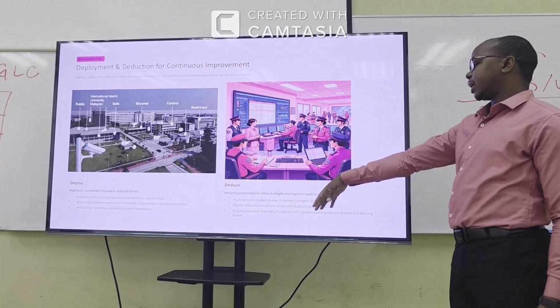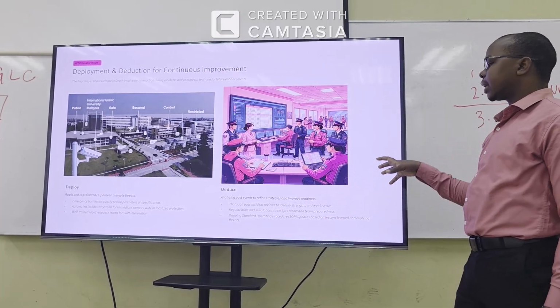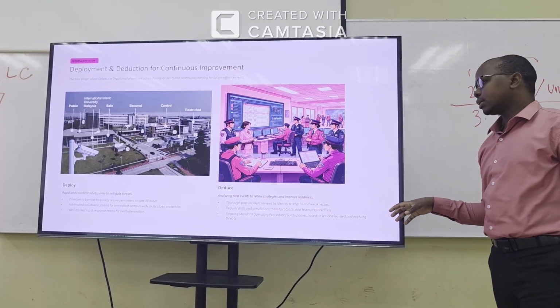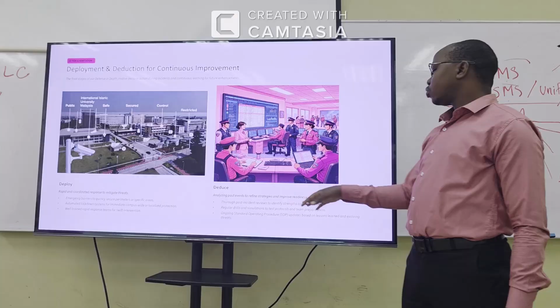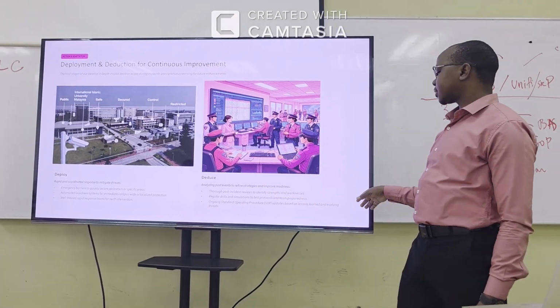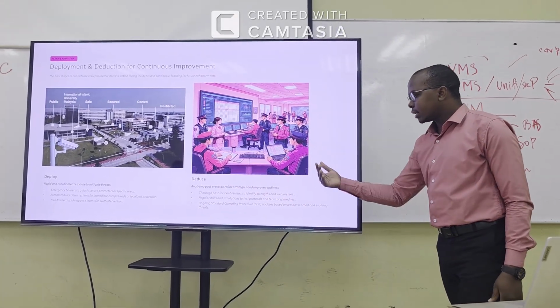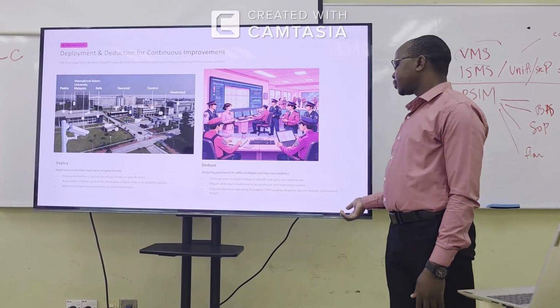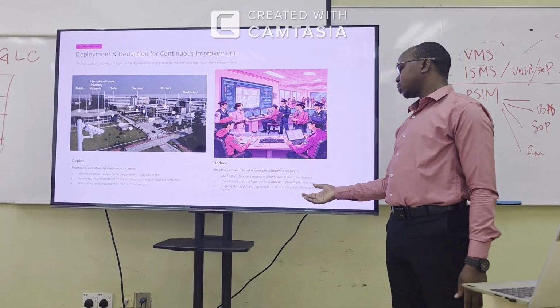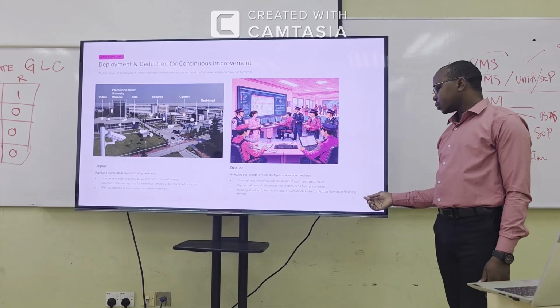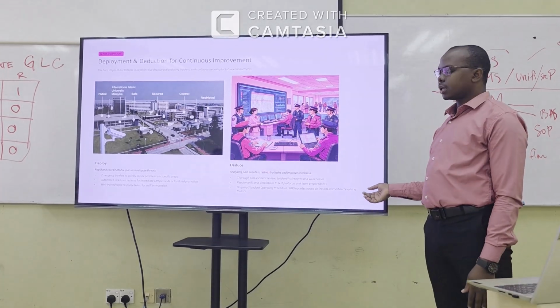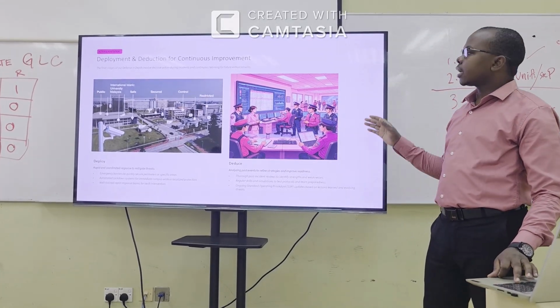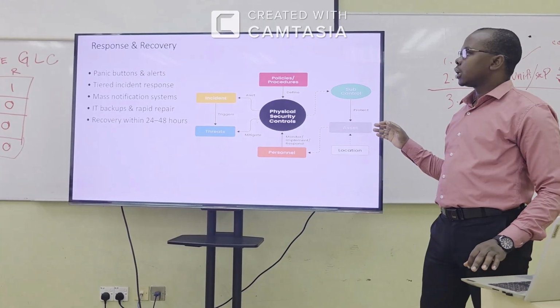We have to analyze past events to define strategies and improve readiness. This is where we are going to have post-incident reviews to identify strengths and weaknesses, regular drills and simulations to test protocols and team preparedness, then ongoing standard operating procedure, SOP, updates based on lessons learned and evolving threats. So these are in terms of deployment and deduction.